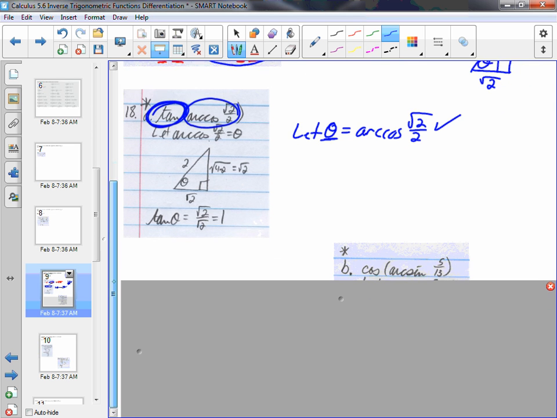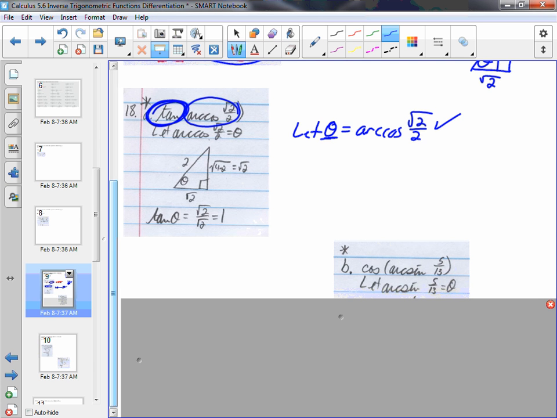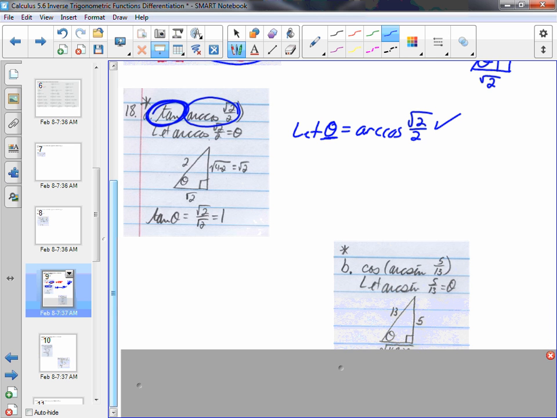For B, we've got the cosine of the arc sine of 5/13. What are we going to let theta equal? Arc sine of 5/13. When you draw your triangle, sine is opposite over hypotenuse. So put theta as one of your acute angles. Does it really matter which one? No. All right, so then the sine of theta will be 5 over 13.